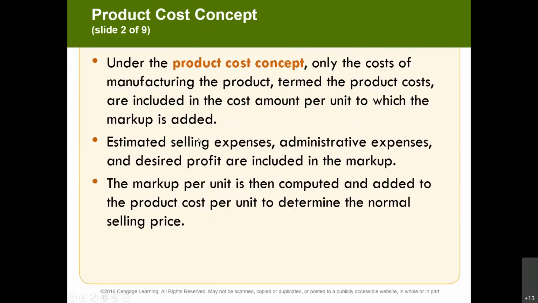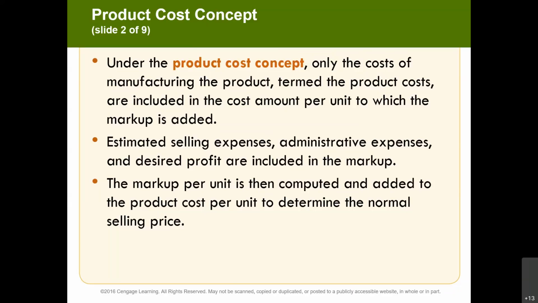In the product cost concept, the only costs of manufacturing the product are termed product costs. These include the cost amount per unit to which the markup is added. We estimate the selling expenses, administrative expenses, and desired profit, and we include those items in the markup price. The markup per unit is then computed and added to the product cost to determine the normal selling price.